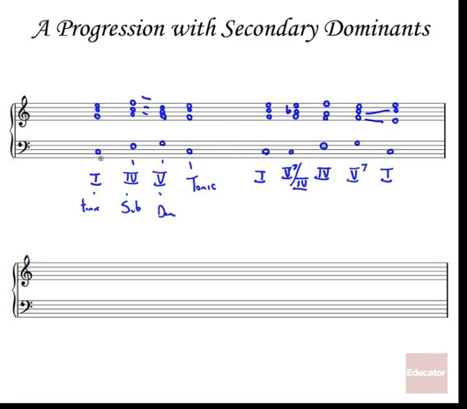So we added 5 7 of 4 here in between 1 and 4. And what if we add one here between 4 and 5? So now our new bass line is going to be, let's see, 1, 5, 7 of 4, and then 4, and then 5 of 5, and then 5, and then 1.